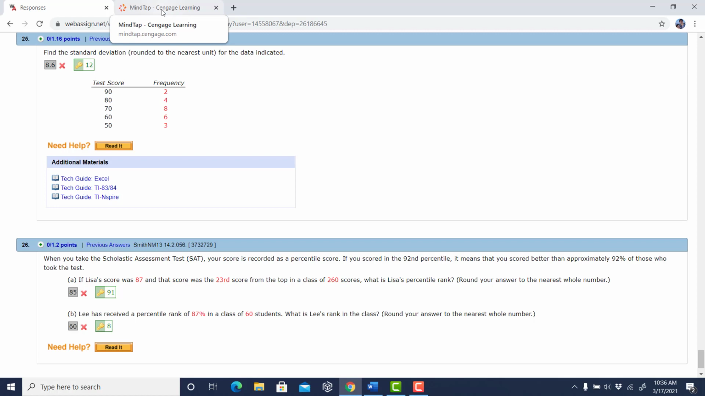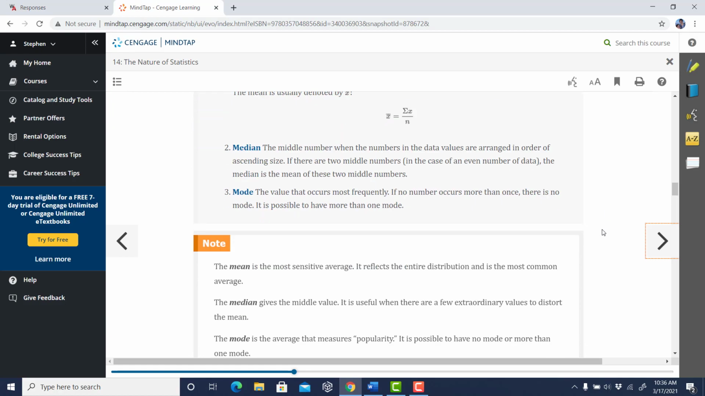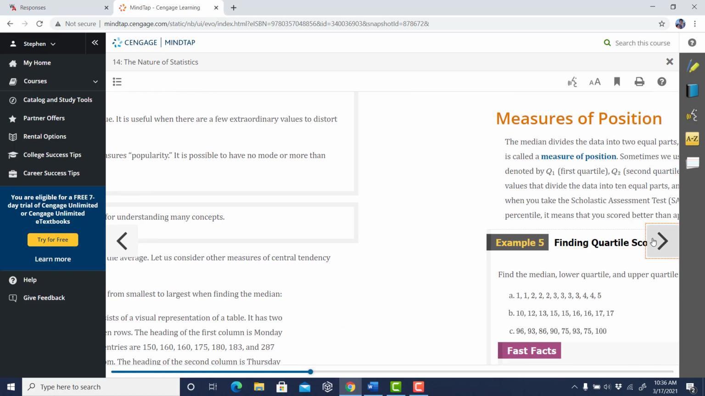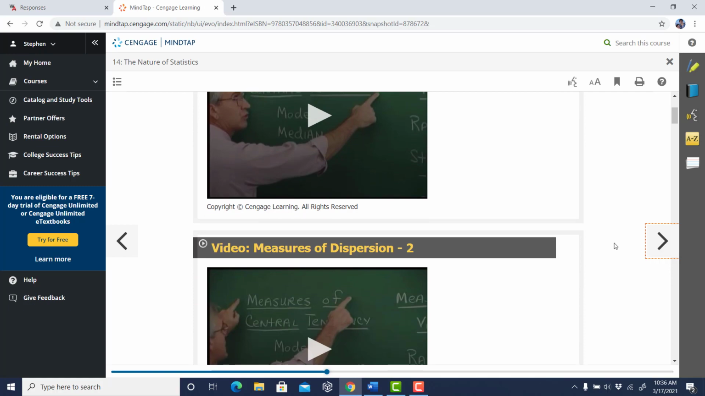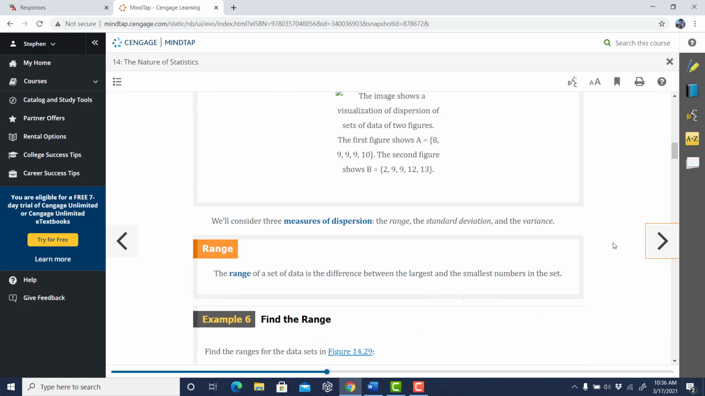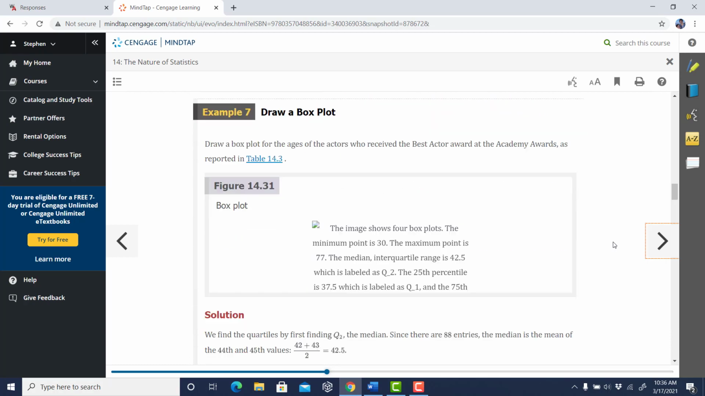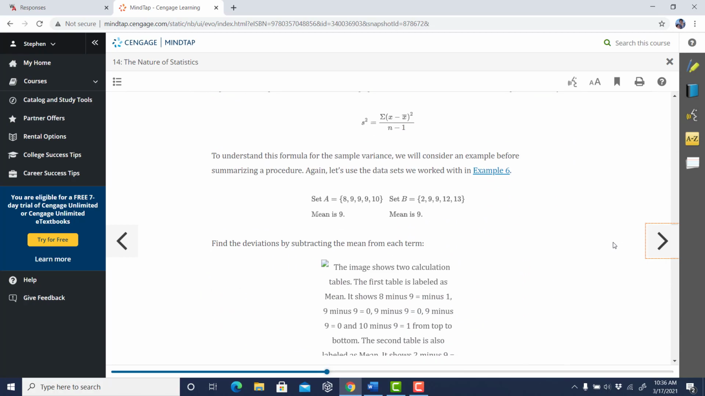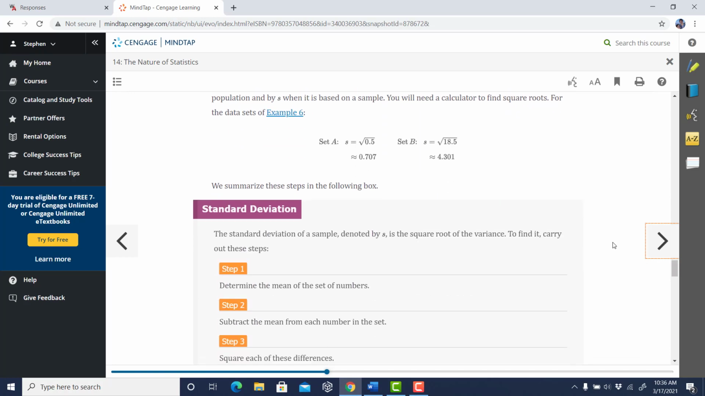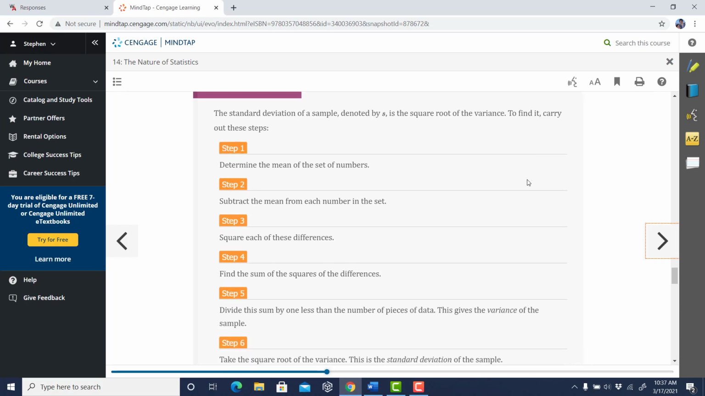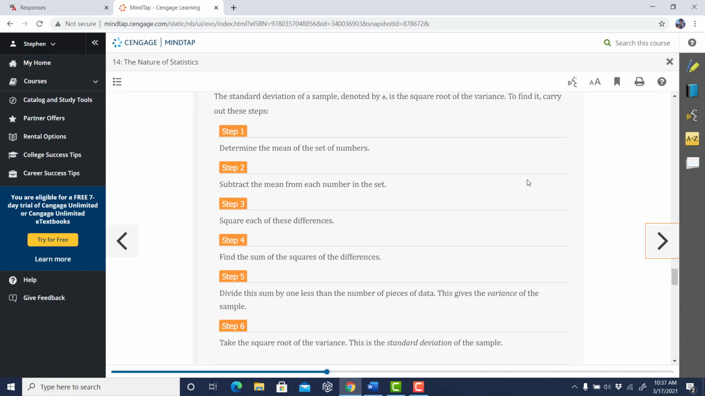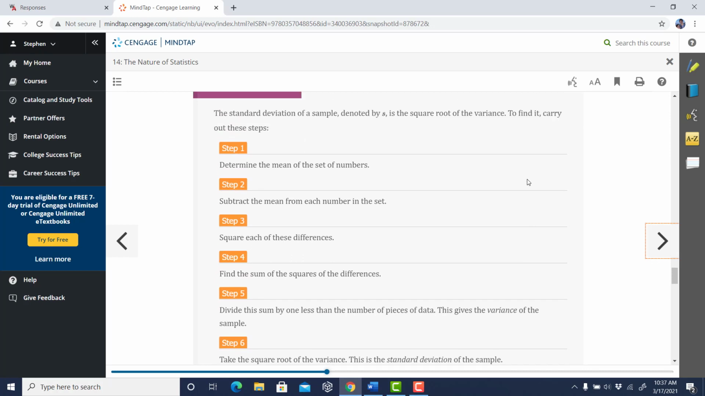So I'm going to switch back over to our textbook, and in our book there is a step-by-step procedure that we will follow to find this. This is measures of dispersion. Again, watching these videos would probably be helpful. Measures of dispersion are the range, variance, and standard deviation. And down here we have the steps that we would follow to find a standard deviation. So what we'll do is walk through these 6 steps for our data set.